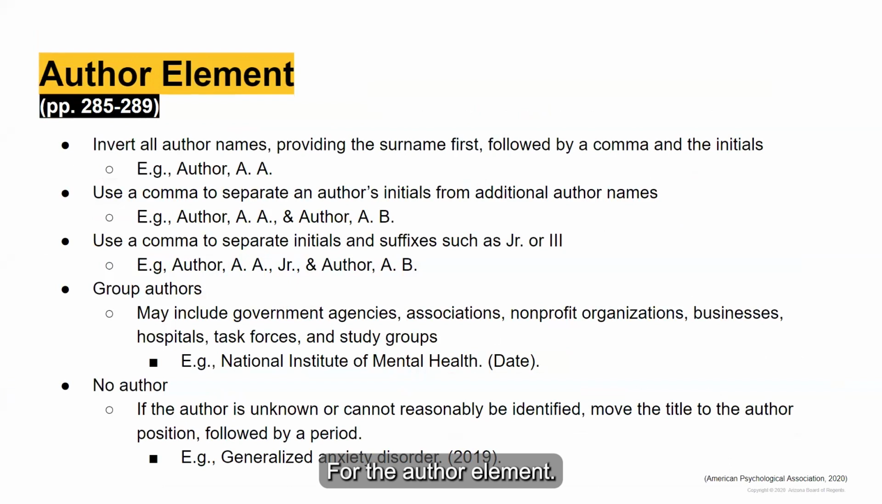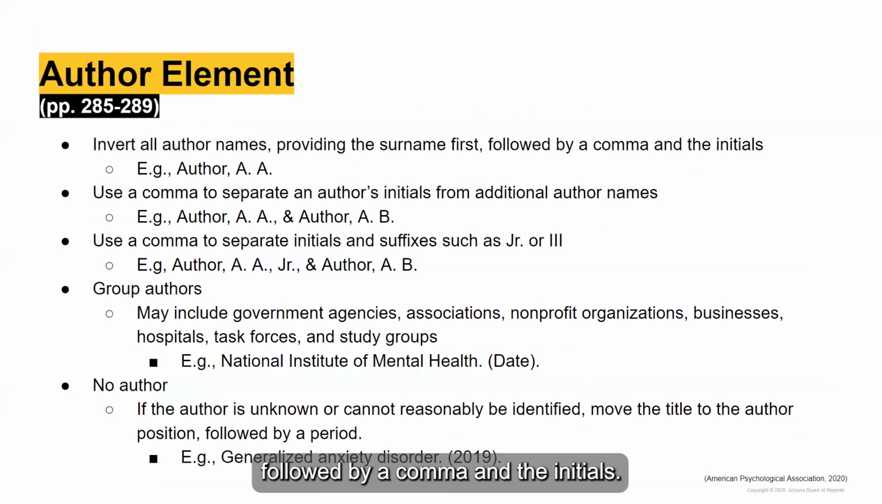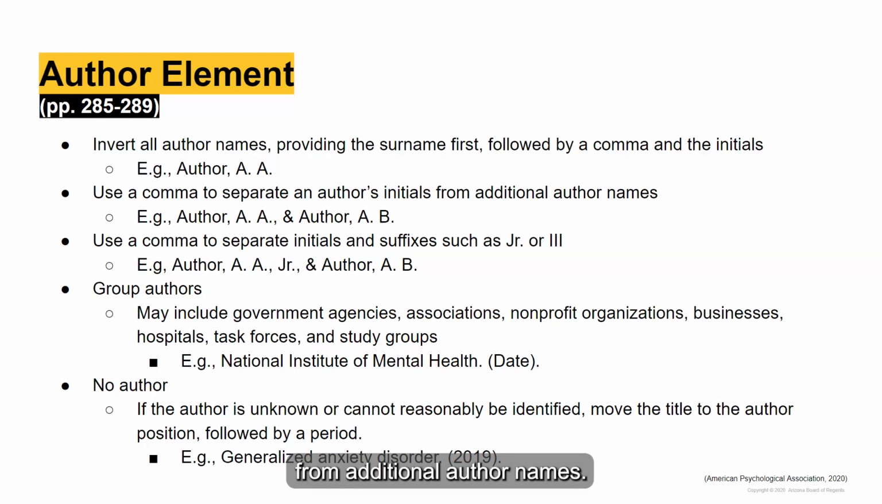For the author element, you will need to invert all author names, providing the surname first, followed by a comma and the initials. For example, author, A. A. You will use a comma to separate an author's initials from additional author names. For example, author, A. A., comma, and author, A. B. You will use a comma to separate initials and suffixes such as junior or third.